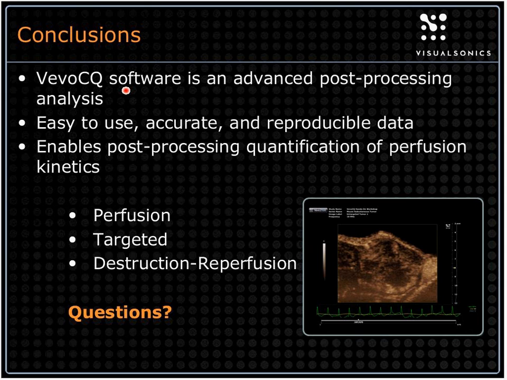So just to sort of tie things up at the end of the presentation part here, we've gone over the basics of VevoCQ, about sort of what it is, what it's capable of doing. It's a very easy to use advanced post-processing analysis tool, and this allows you to really dig down really deeply into the perfusion kinetics of the types of tissues and animals and data that you're really interested in looking at, much further above and beyond the standard quantification tools that are available on the 2100. There's a number of different modes available: perfusion, targeted, and destruction reperfusion. In the demonstration portion, I'll give some examples of standard bolus perfusion and destruction reperfusion.